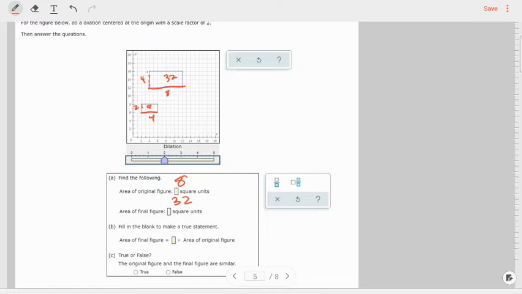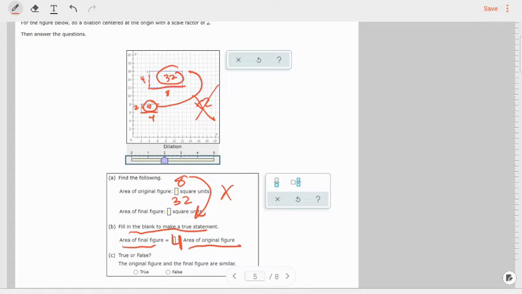Let's answer this final question. It says, fill in the statement to make it true. The area of my final figure is how many times the area of my original figure? Now don't just stick a 2 in here, because if I look at my original figure, which is 8 and 32, am I just timesing by 2? Well, no. What am I timesing by? I'm timesing by 4. So actually look to see what it is that you are timesing by.